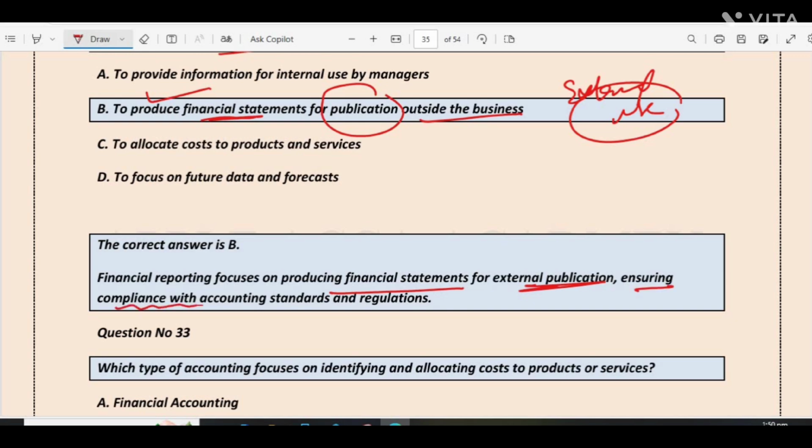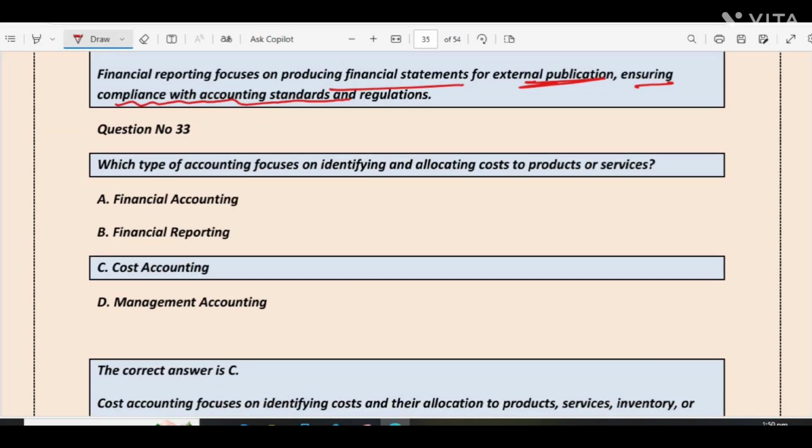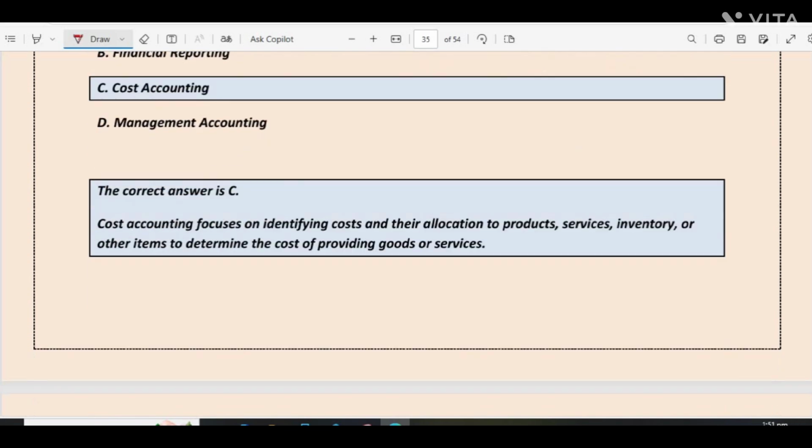33 is about what type of accounting focuses on identifying and allocating costs to products and services. And we have discussed that this will be your cost accounting job. Clear? Cost accounting focuses on identifying costs and their allocation to products, services, inventories, or other items to determine the cost of providing the goods and services. Right?